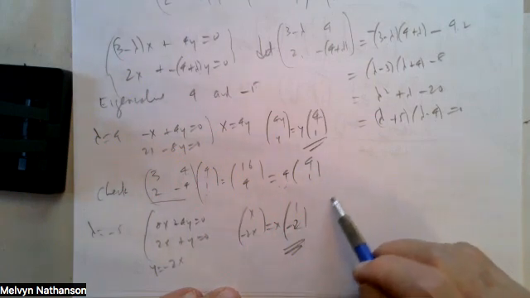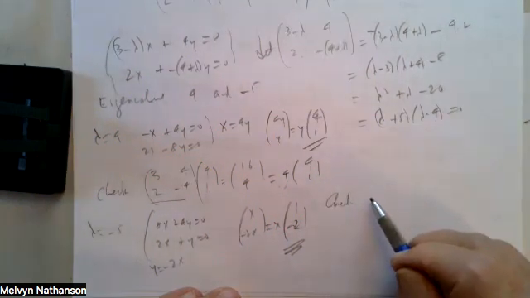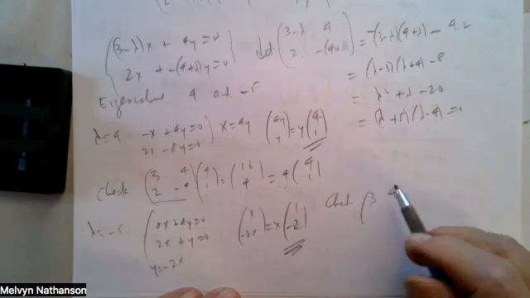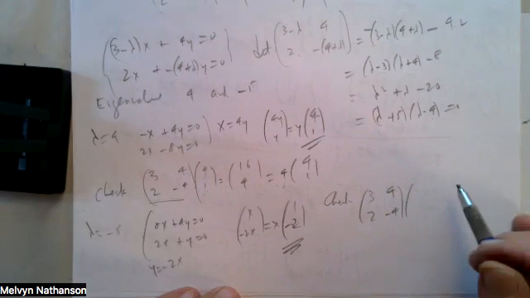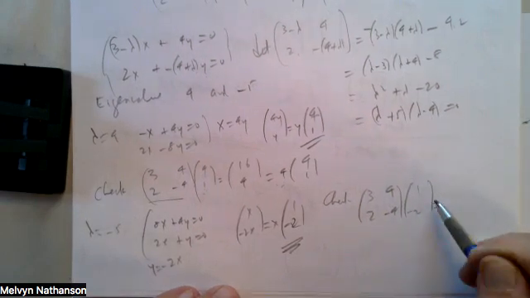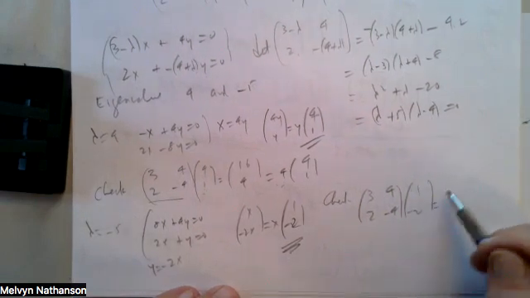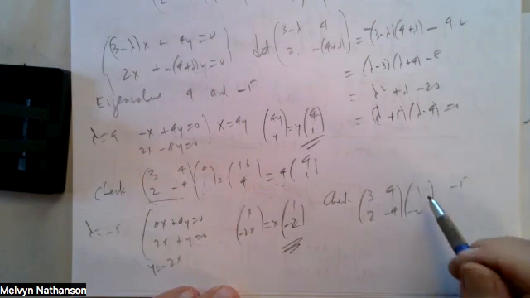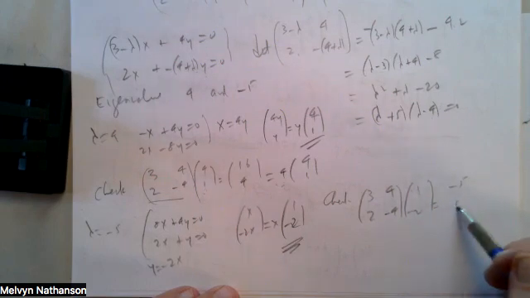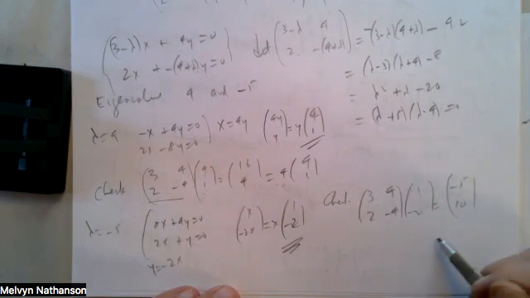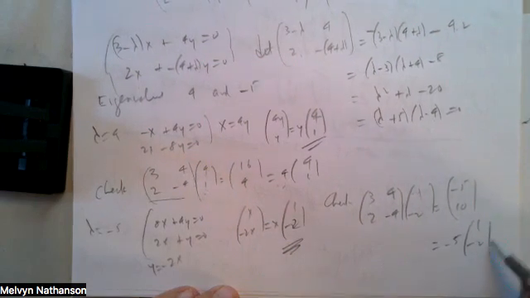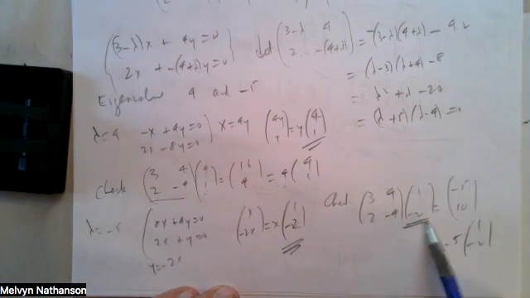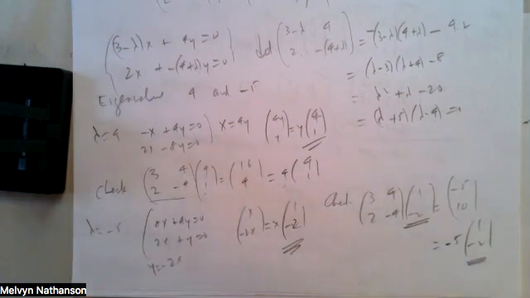So let's check this. My matrix is 3, 4, 2, minus 4 times the vector 1, minus 2. This is 3 minus 8 is minus 5. 2 plus 8 is 10. And this is exactly minus 5 times the vector 1, minus 2. So 1, minus 2 is an eigenvector with eigenvalue minus 5.